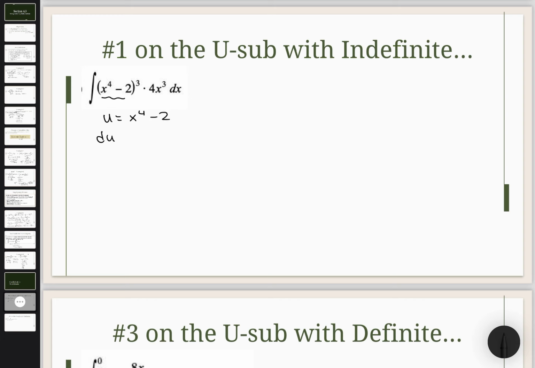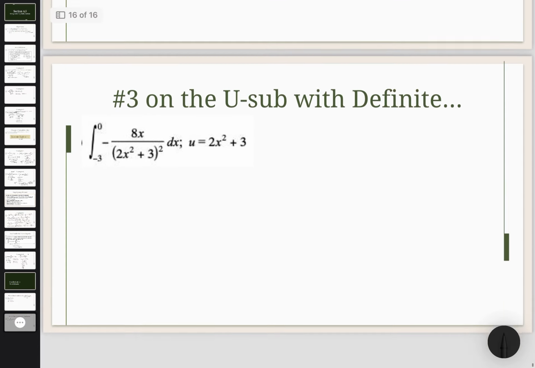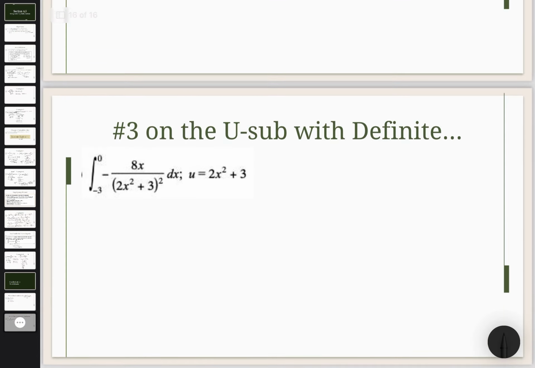And then keep going with this. What would du equal? Okay, 4x cubed dx. See what you can do. See what you can replace. Because it's indefinite, you're going to have to do plus c for all of those ones. On that second worksheet that I'm giving you, it is definite integration. So for some of them, they're telling you what u should equal, which is super nice. From there, you can figure out what du would be.